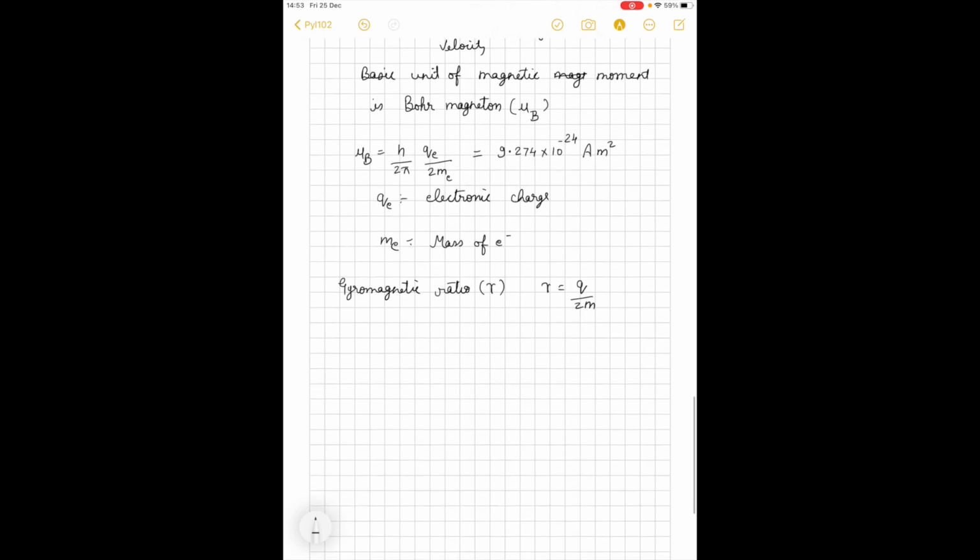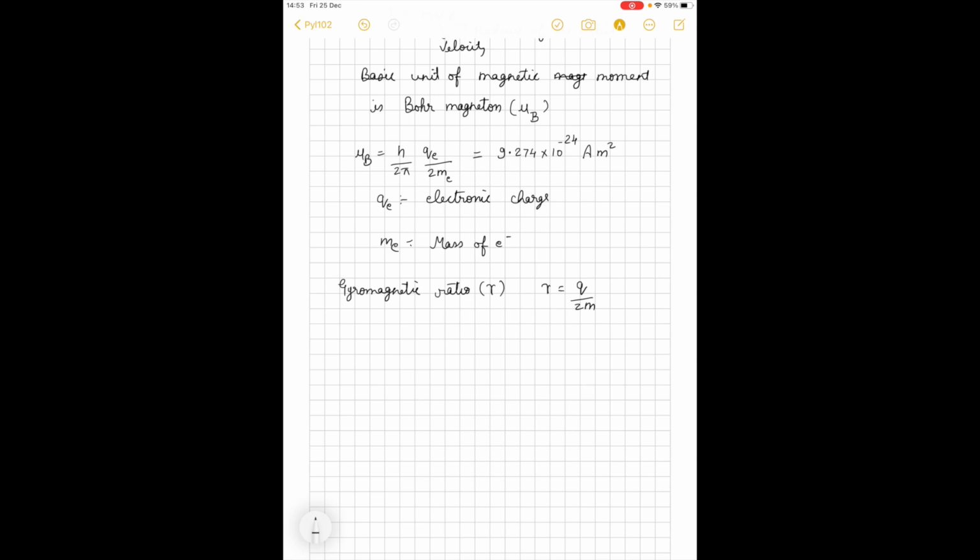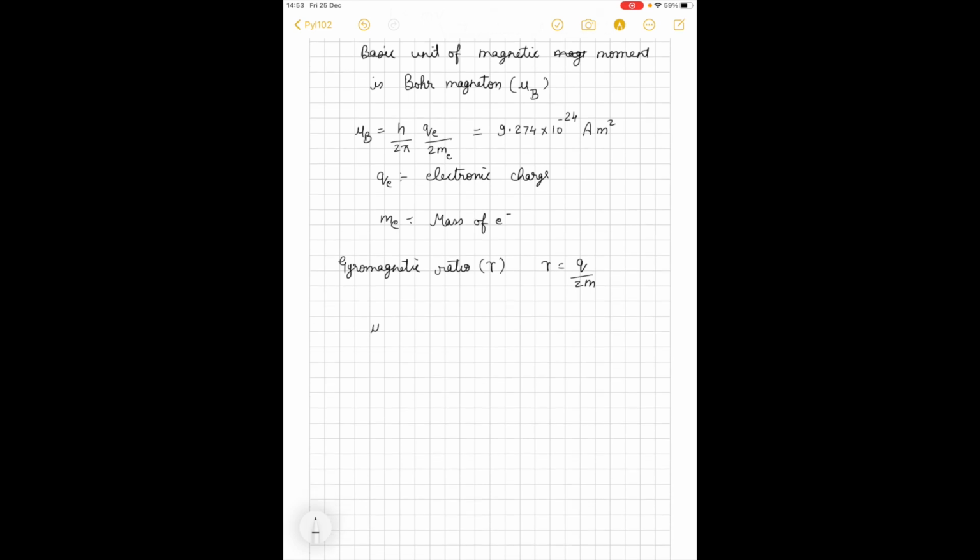Similarly, as I just discussed for the orbital magnetic moment, one can also define mu s for the spin angular momentum, and I can just say that it is e by m times s, where s is the spin angular momentum.